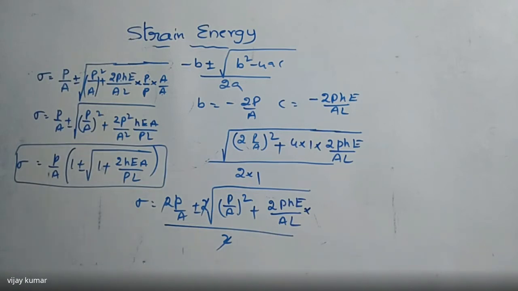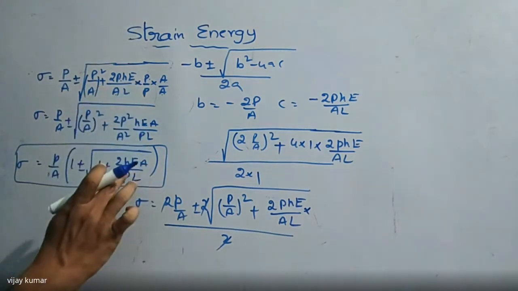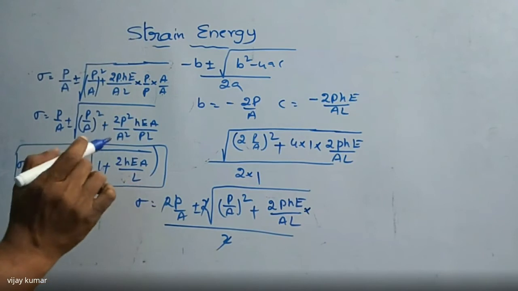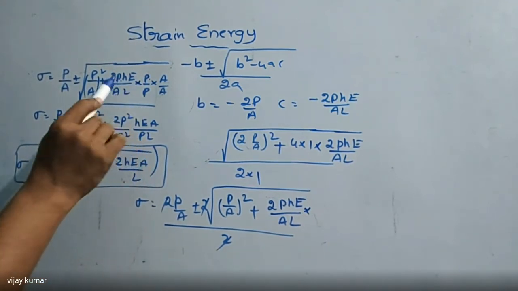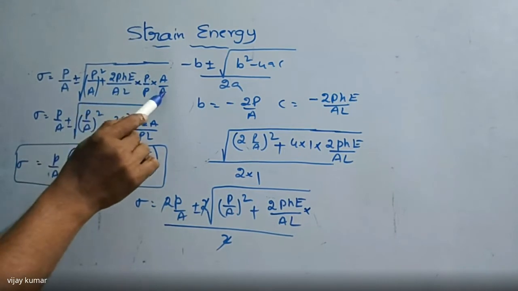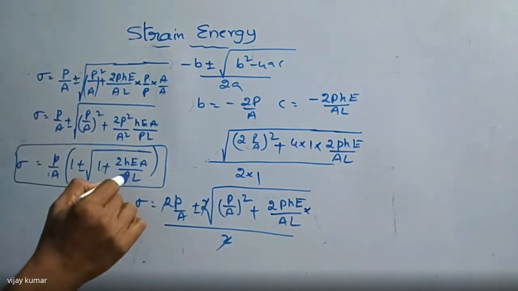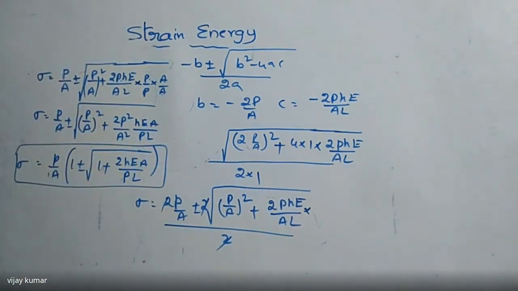So here, P gets cancelled. So here P square is common, A square is so P into L we are getting here. I got the point? All right.